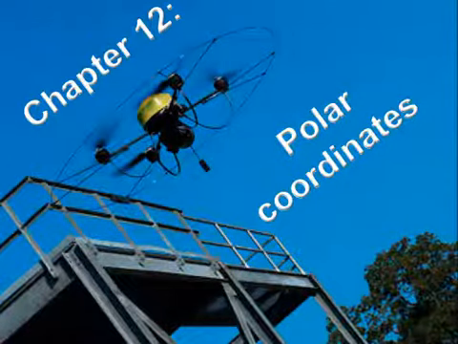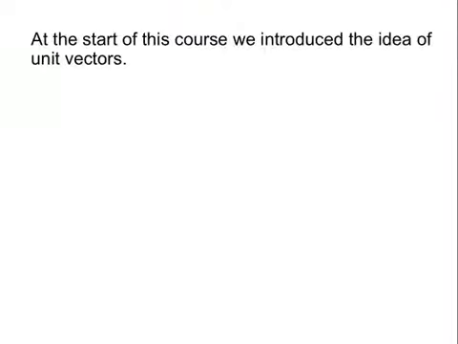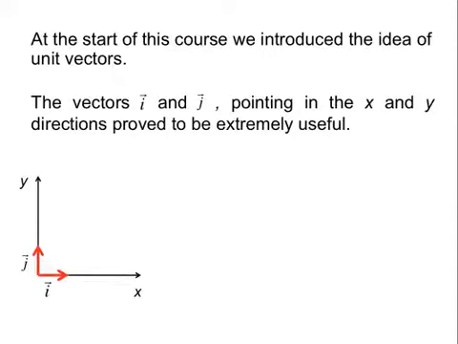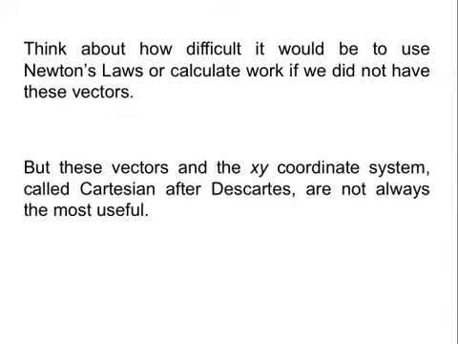Howdy. Chapter 12, Polar Coordinates. At the start of this course, we introduced the idea of unit vectors. The vectors i and j, pointing in the x and y directions, proved to be extremely useful. Think about how difficult it would be to use Newton's laws or calculate work if we did not have these vectors. But these vectors and the xy coordinate system, called Cartesian after Descartes, are not always the most useful.